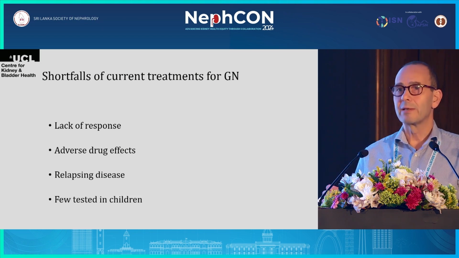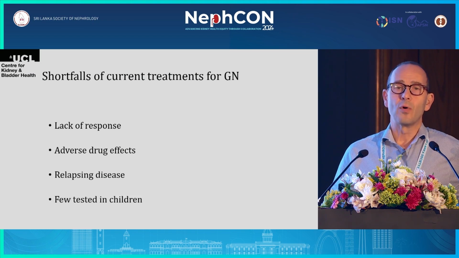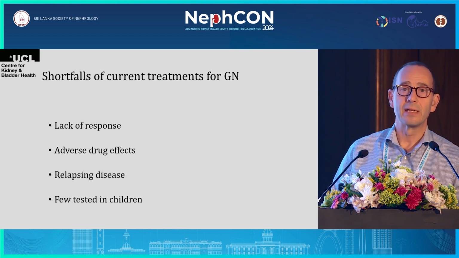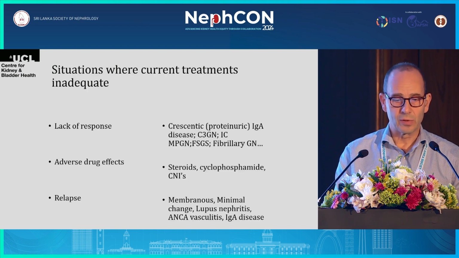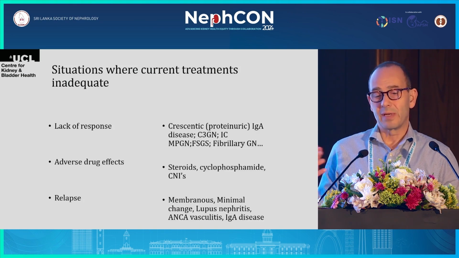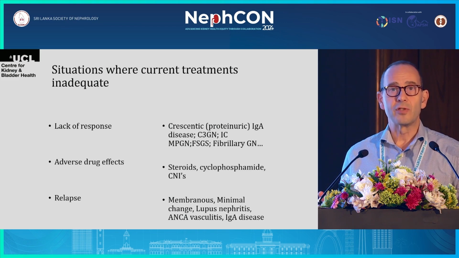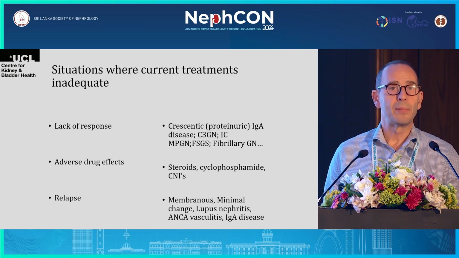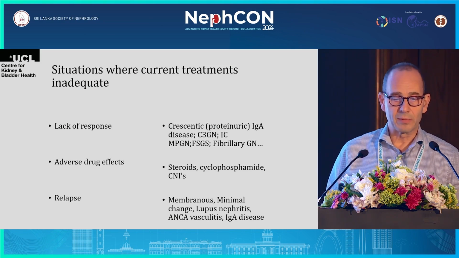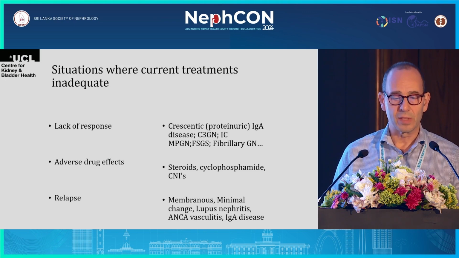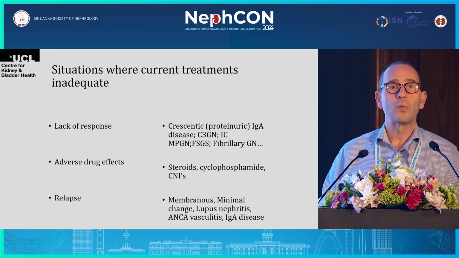And just a plug, because I know that there are some pediatric nephrologists here, many, if not all of these drugs have never been tested properly in kids, and we need to start thinking about doing trials in children. So what sort of diseases am I talking about? Well, I've put crescentic IgA, but actually proteinuric IgA, C3GN, the immune complex MPGNs, which are the most horrible disease to get when you see that on the biopsy, because there's a paucity of stuff that we can do, FSGS, fibrillary GN, the list actually goes on and on.